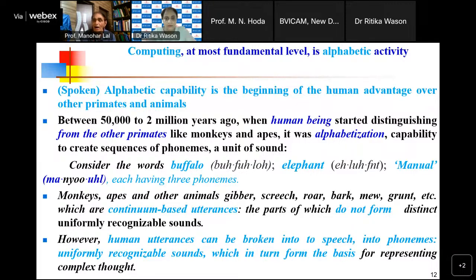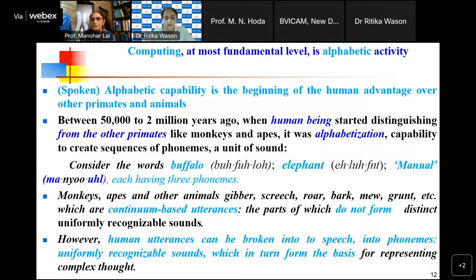That is the reason why human beings have an advantage over the other animals, because all other animals have a continuum, no break, no phonemes, no alphabetization in their speech.